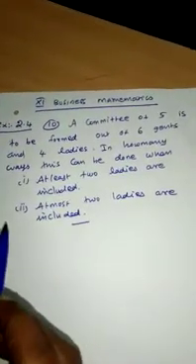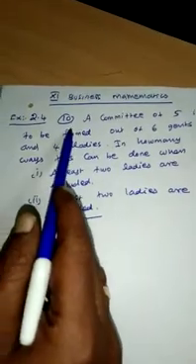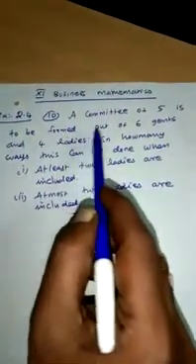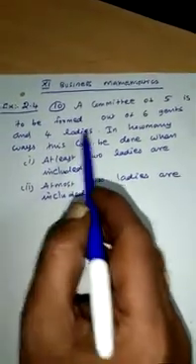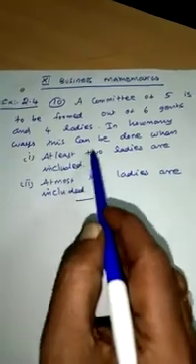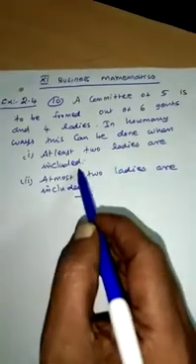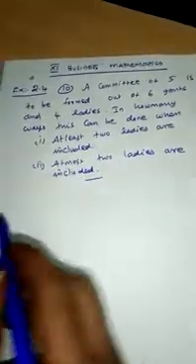We are going to see exercise 2.4, 10th sum first. A committee of 5 is to be formed out of 6 gents and 4 ladies. In how many ways can this be done when? First question, at least 2 ladies are included. Second question, at most 2 ladies are included.